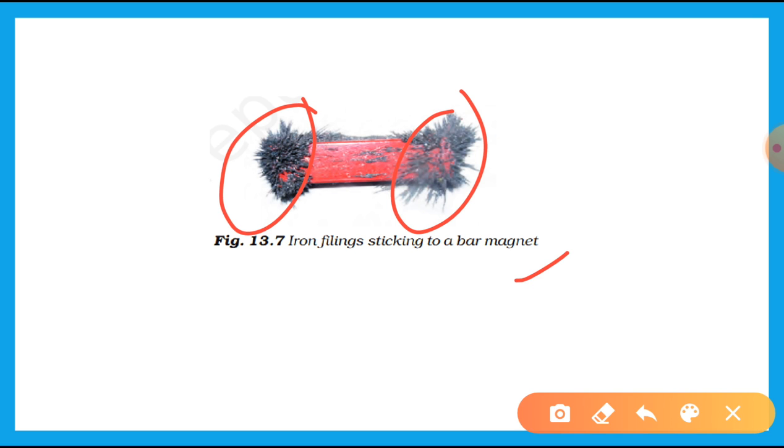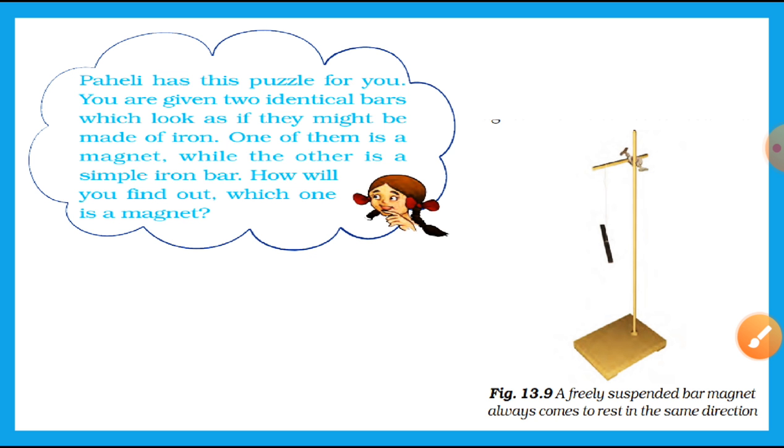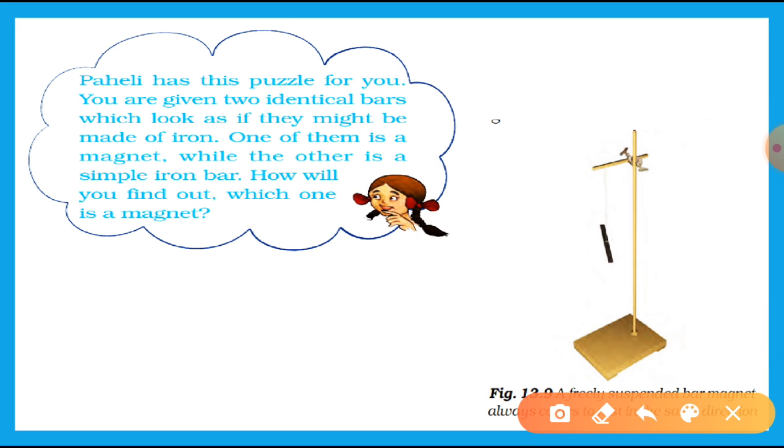Okay. So now Paheli has this puzzle for you. You are given two identical bars which look as if they might be made up of iron. One of them is a magnet while the other is a simple iron bar. How will you find out which one is a magnet?